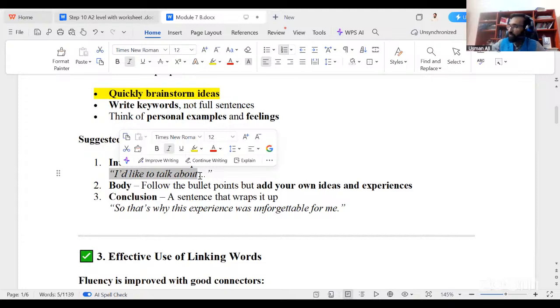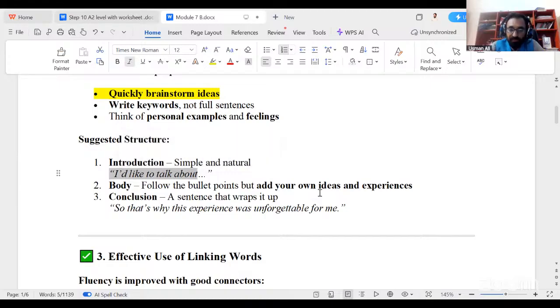Next, you will follow the structure. Follow the bullet points, but add your own ideas and experiences. You will have to follow those bullet points, the same bullet points which you have previously thought about. Okay. And then you can add your ideas and experiences.